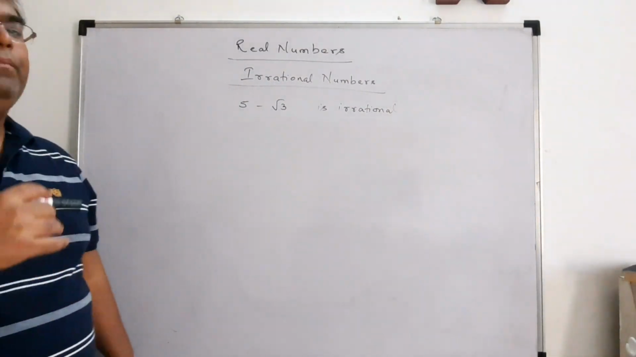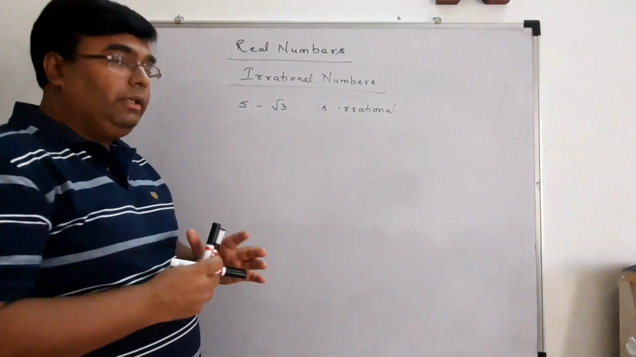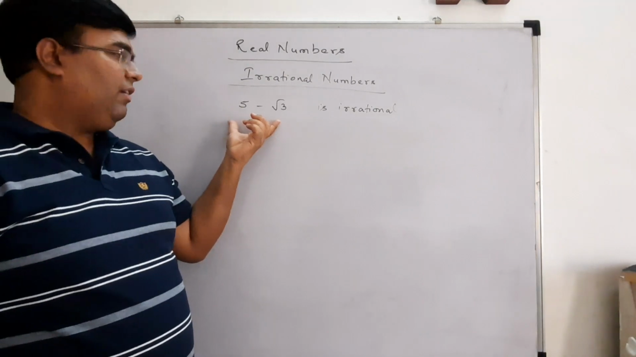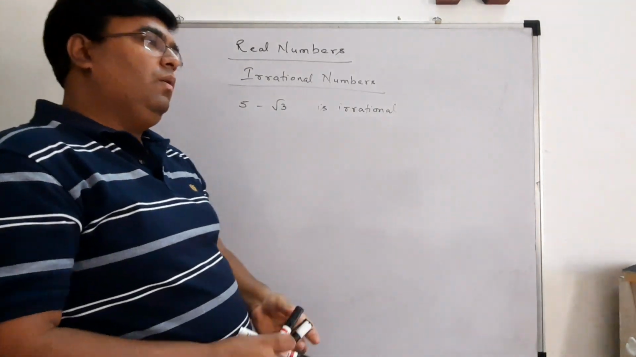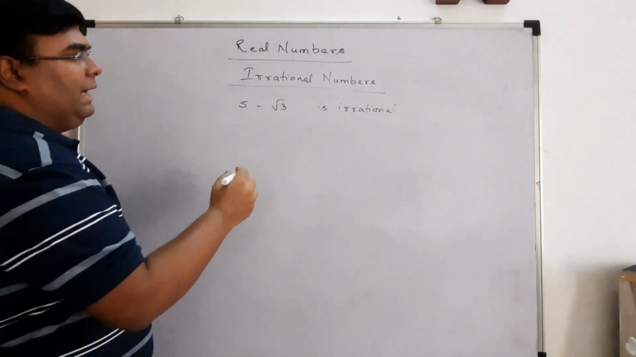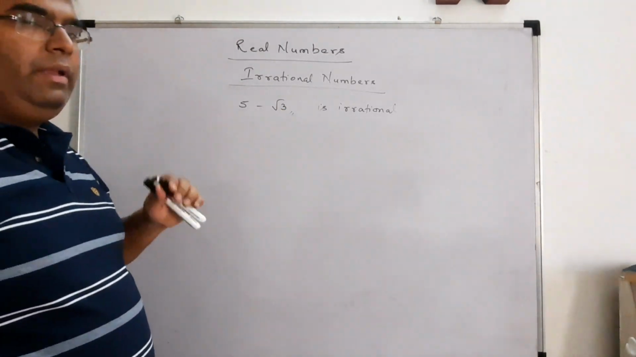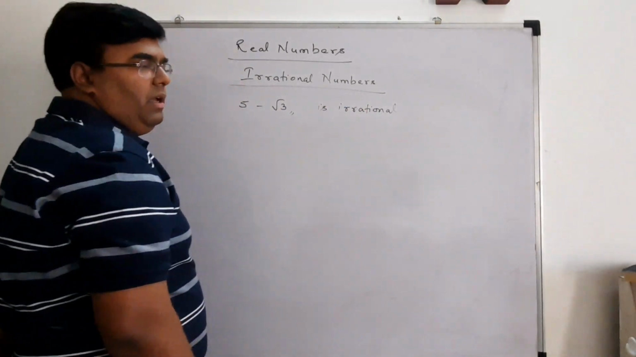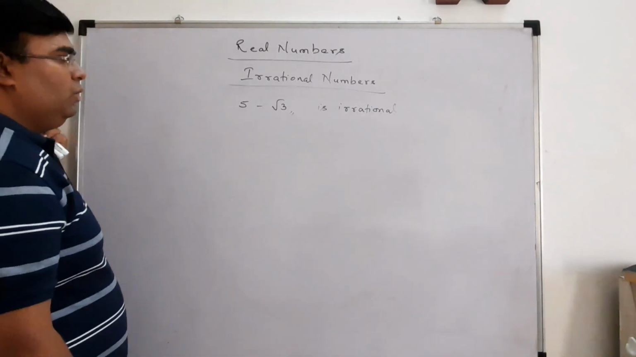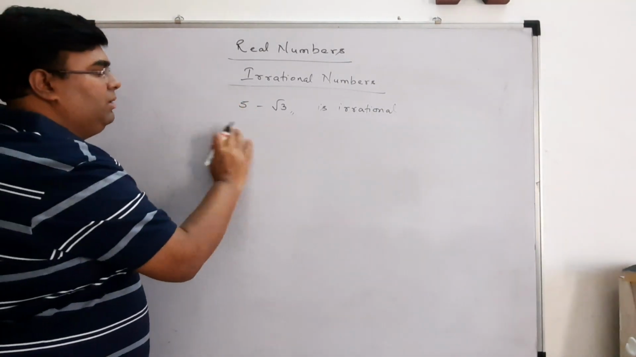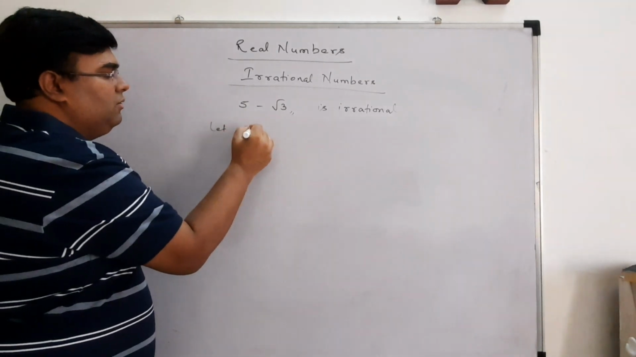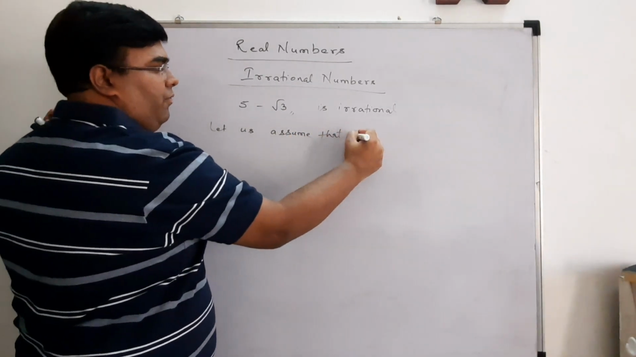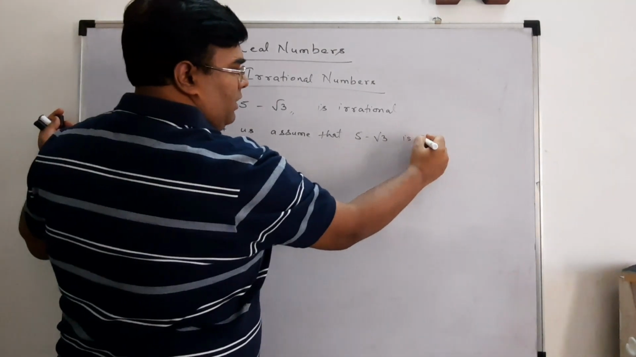Now we will see how other things related to irrational numbers can be proved. The case is: prove that 5 minus root 3 is irrational. Here it will be given that root 3 is irrational. We know that root 3 is irrational. So how will you prove 5 minus root 3 as irrational? Again here what we will do, we will assume it as a rational number. So let us assume that 5 minus root 3 is what?